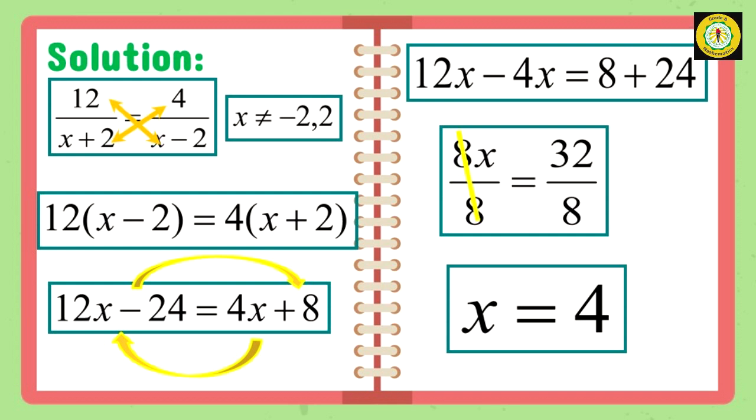For the solution, cross multiply. 12 times x minus 2 equals 4 times x plus 2. Combine like terms by addition or subtraction property of equality. 12x minus 4x equals 8 plus 24. Divide 8 both sides. So, x is equal to 4.